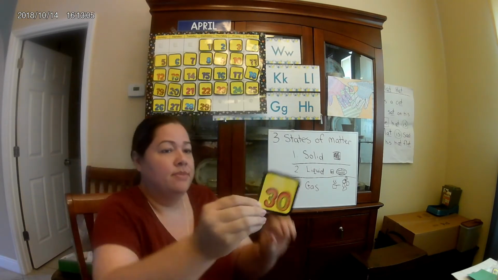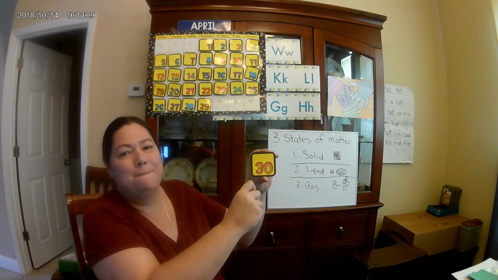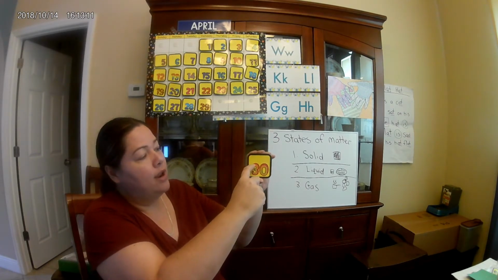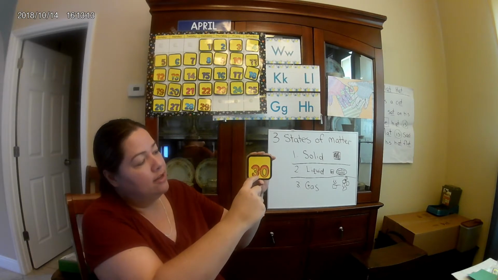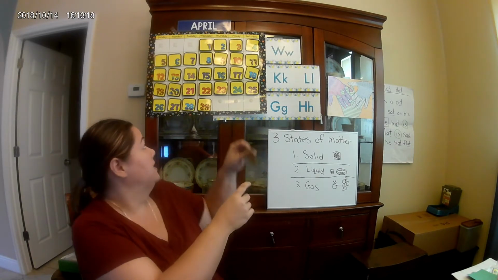All right, so let's draw our 30. So we got started here at the top. We're going to go, remember our backwards C. We go around and stop, around and stop. So there's our 3, and we make our circle here for our 0, 3, 0.